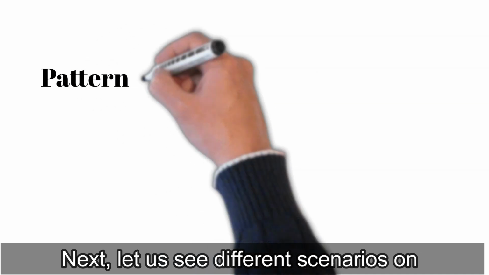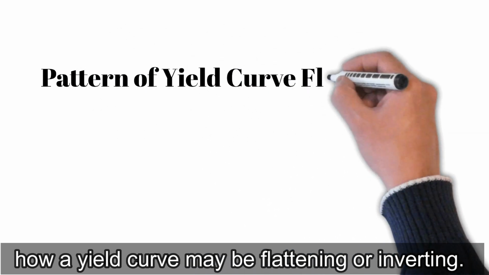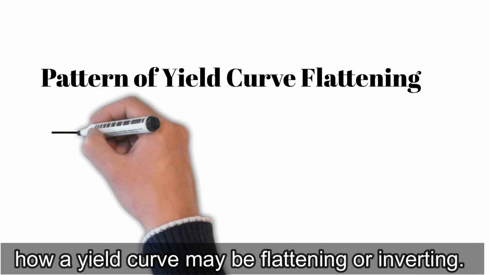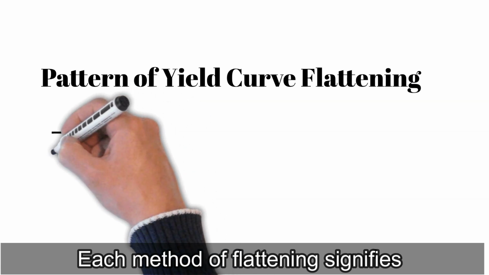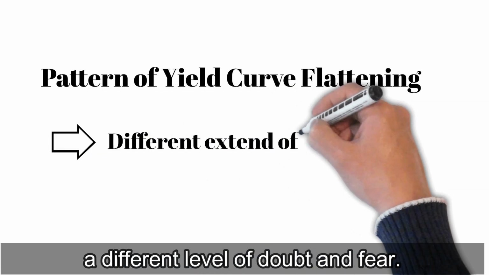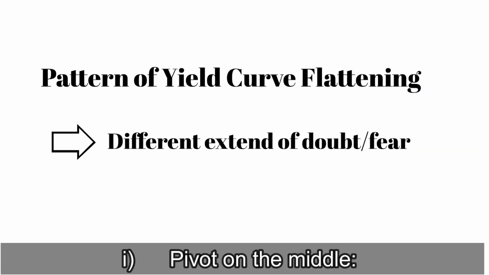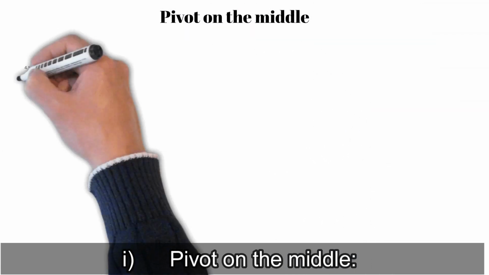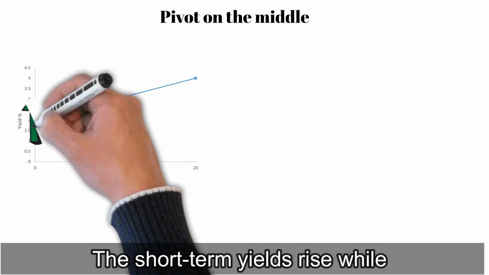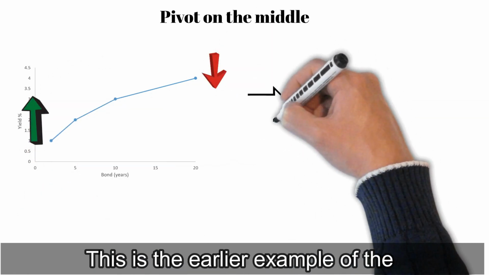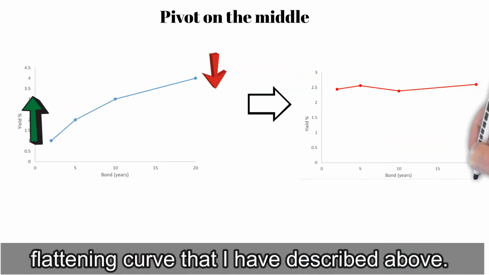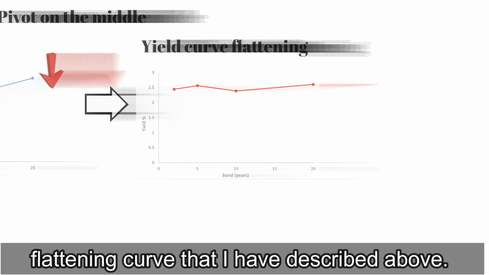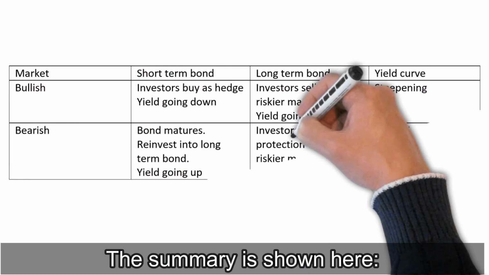Next, let us see the different scenarios on how a yield curve may be flattening or inverting. Each method of flattening signifies a different level of doubt and fear. The first one, pivot on the middle. The short-term yields rise while the long-term yields fall. This is the earlier example of the flattening curve that I have described above. The summary is shown here.